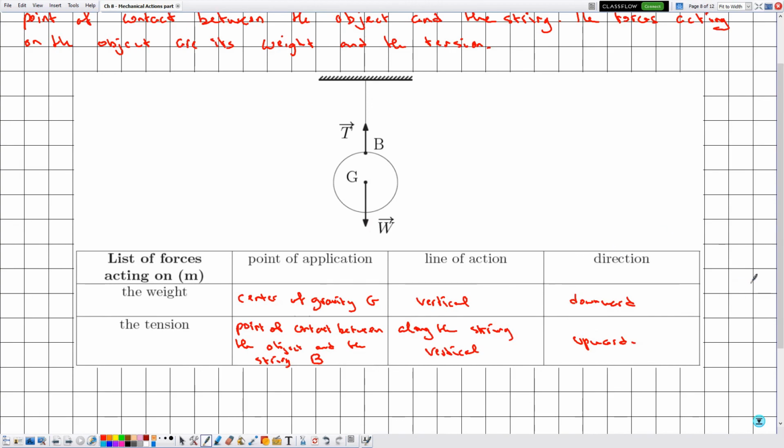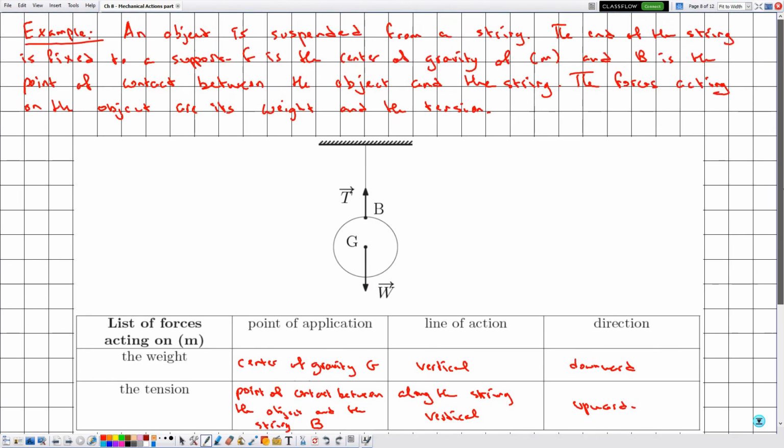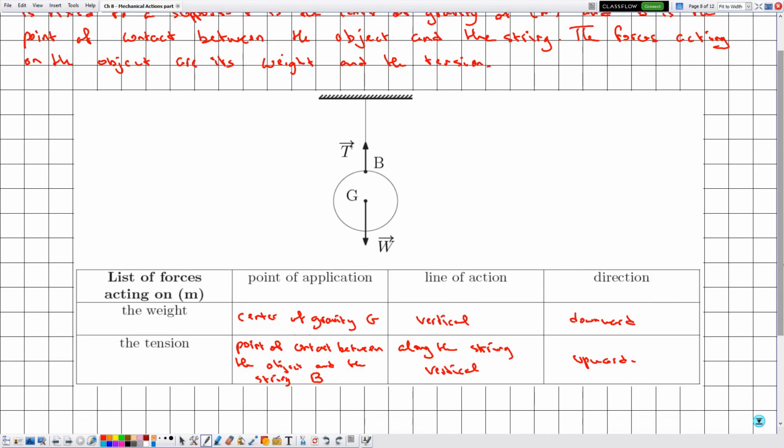So this is it for the tension, and that's it for me in this video, guys. In the next part we are going to introduce the electric force and the magnetic force and solve exercises on this chapter.